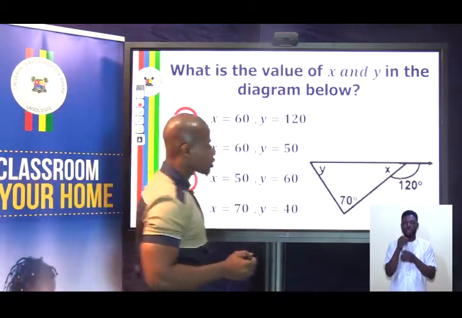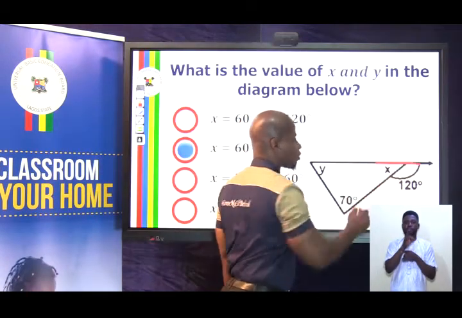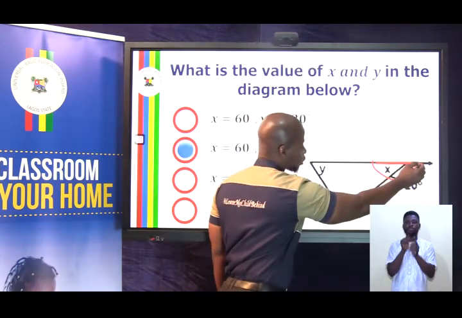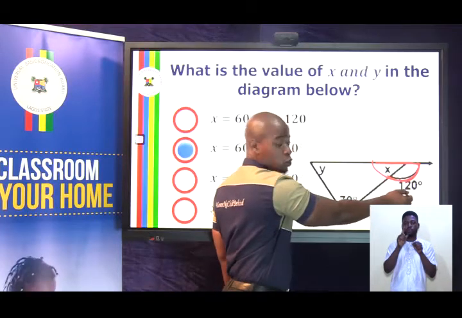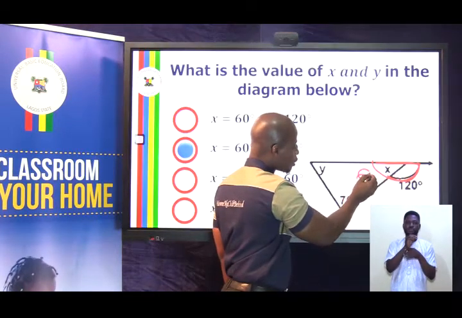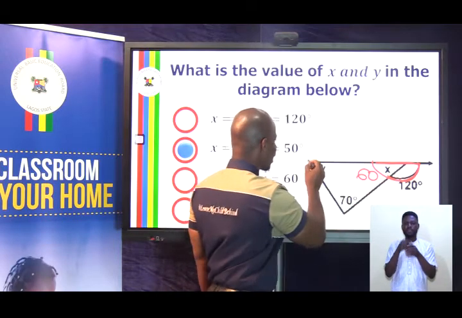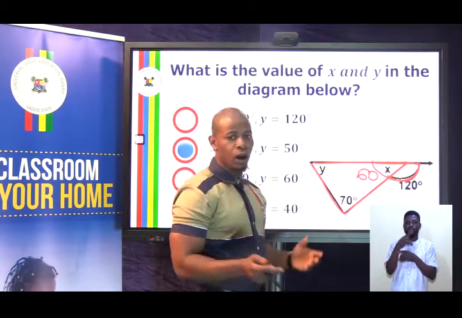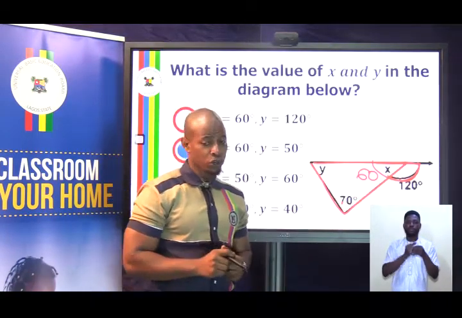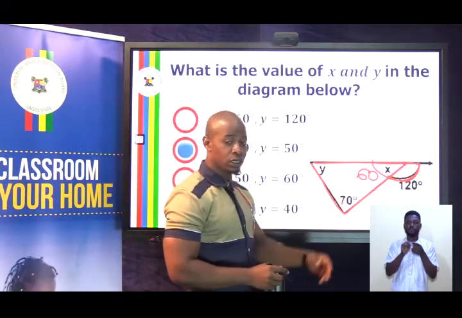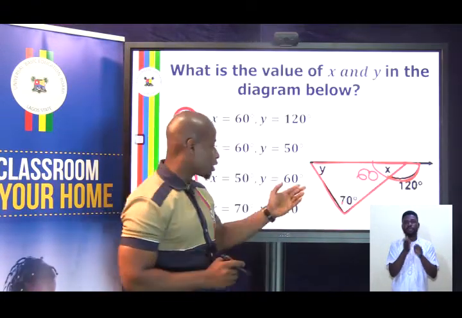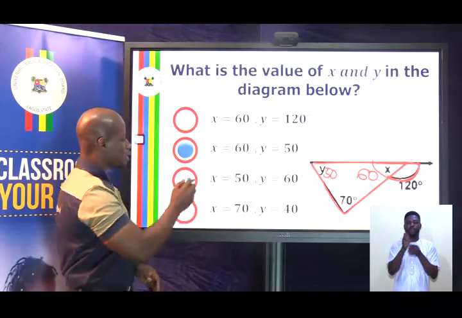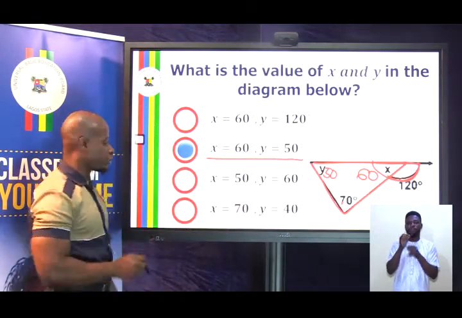How come? Because angle on a straight line is 180 degrees. Remember, a semicircle, 180 degrees. Now, from this point to this point, we have been told is 120 degrees. So the remaining will be 60 degrees. Now, inside this triangle, we have 70, 60, and y. Now, angle in a triangle always will give us 180 degrees. So if 70 is added to 60, we get 130. So the rest will be 50 degrees to complete 180 degrees. And that's how we got x to be 60 and y to be 50 degrees.